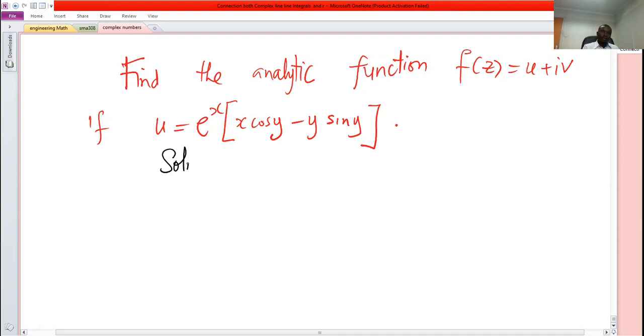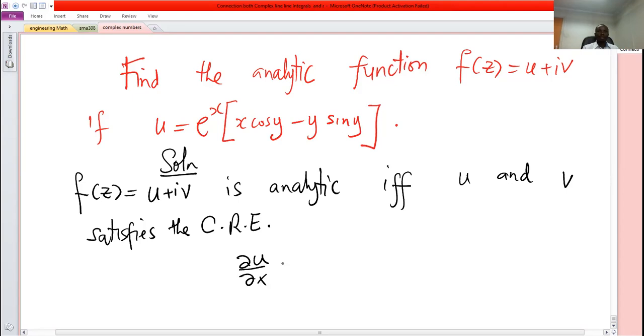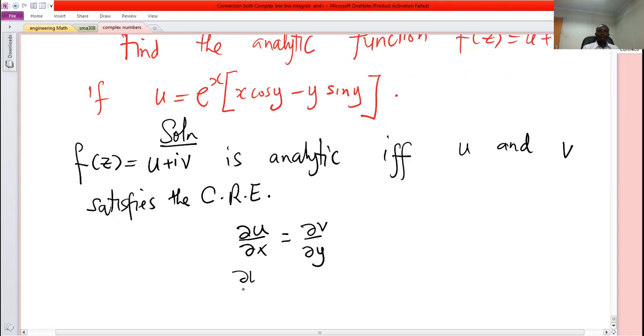So solution: f of z equals u plus iv is analytic if and only if u and v satisfy the Cauchy-Riemann equations, i.e. partial u partial x equals partial v partial y, and partial u partial y is minus partial v partial x. So these are the CRE.